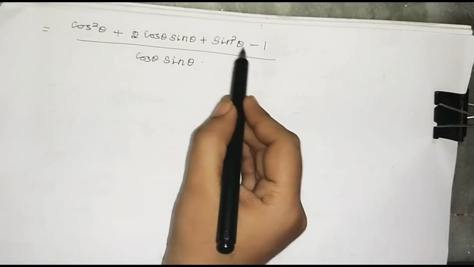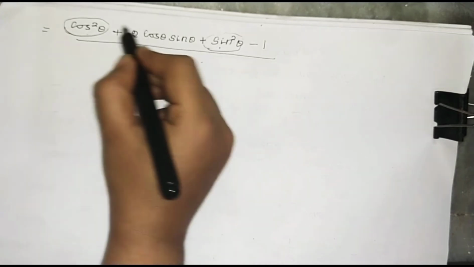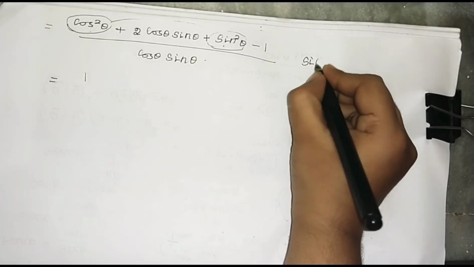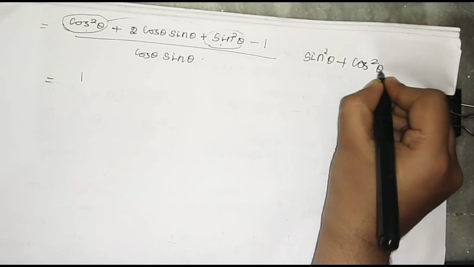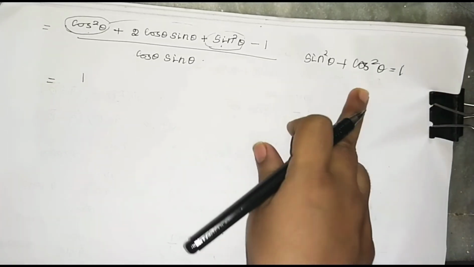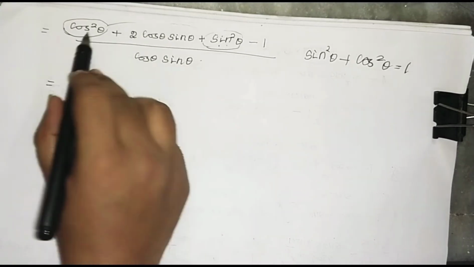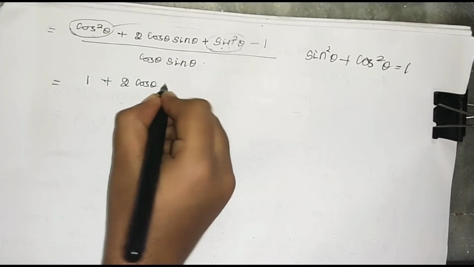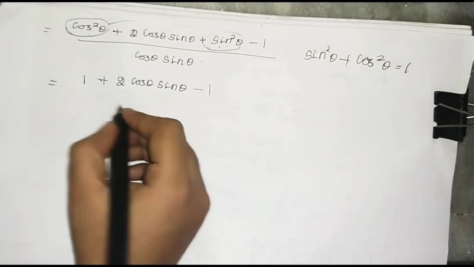We know very well that cos square theta and sin square theta, when you add both, you will get 1. Already we know very well, sin square theta plus cos square theta is equal to 1. So we can use here cos square theta, here sin square theta, and adding both you will get 1 plus 2 cos theta sin theta, and the remaining minus 1 you write as it is.